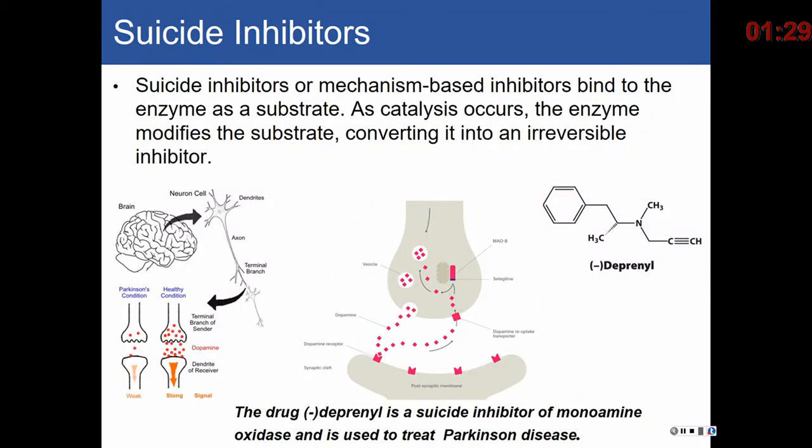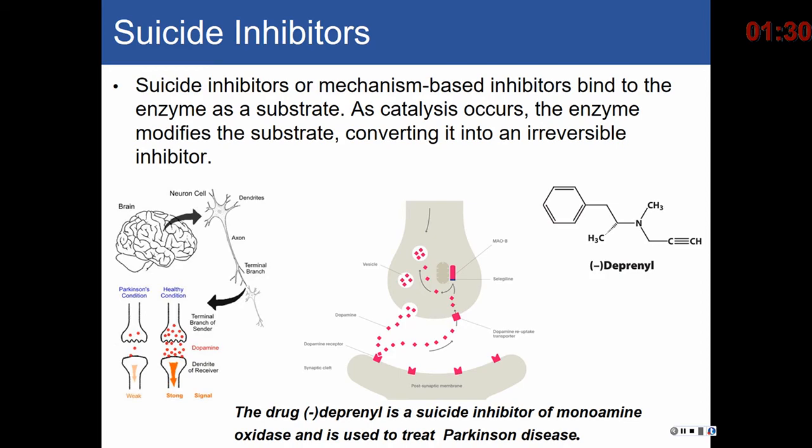So then we have what's called suicide inhibitors. A suicide inhibitor comes in and allows the enzyme to change it so that it basically locks it in place. And it can't ever leave, and it cannot go and inhibit in any other place. So here's a suicide inhibitor. This is a drug called Deprenyl, and it's a suicide inhibitor of monoamine oxidase. So this is an MAOI.